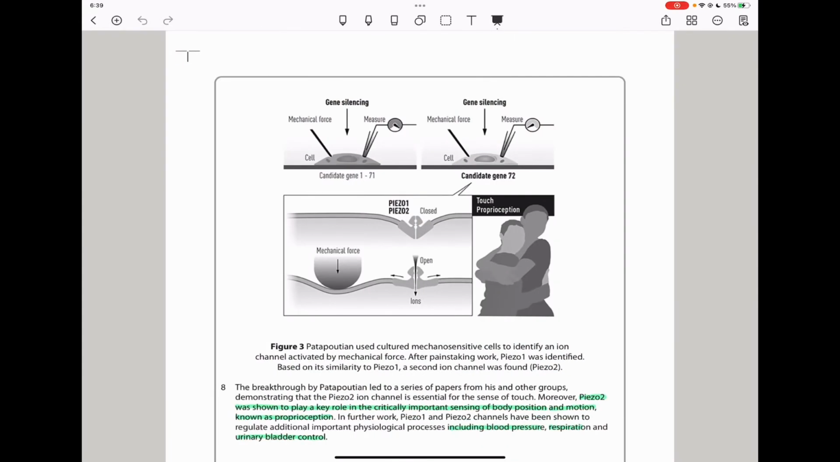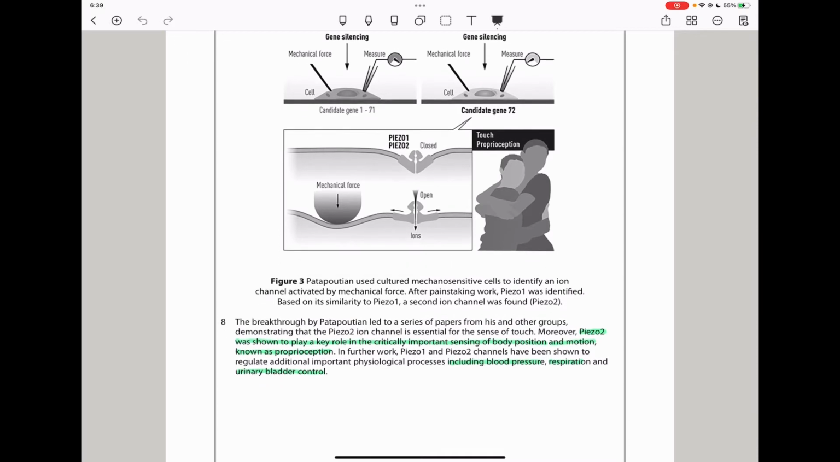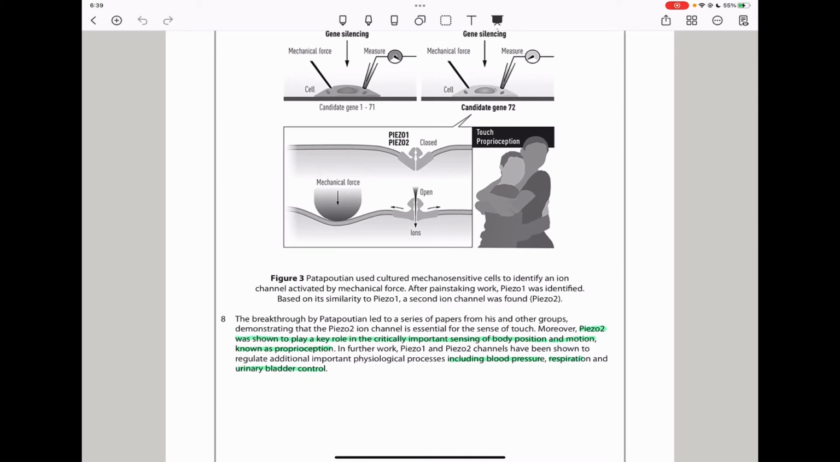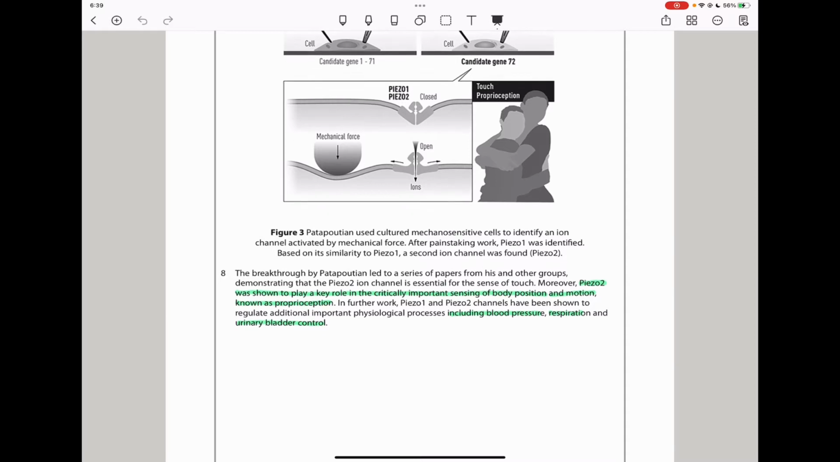Let's continue. So here we can see figure 3. We have the gene silencing that was carried out, and then the experiment studied the effect of pressure, in order to observe which genes were responsible, as we can see. So here they say, figure 3, Patapoutian used cultured mechanosensitive cells to identify an ion channel activated by mechanical force. After painstaking work, Piezo1 was identified. Based on its similarity to Piezo1, a second ion channel was found as well. So that was called Piezo2.